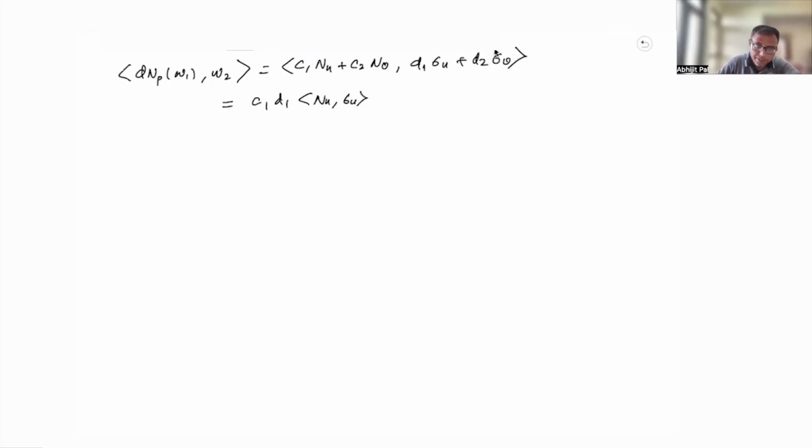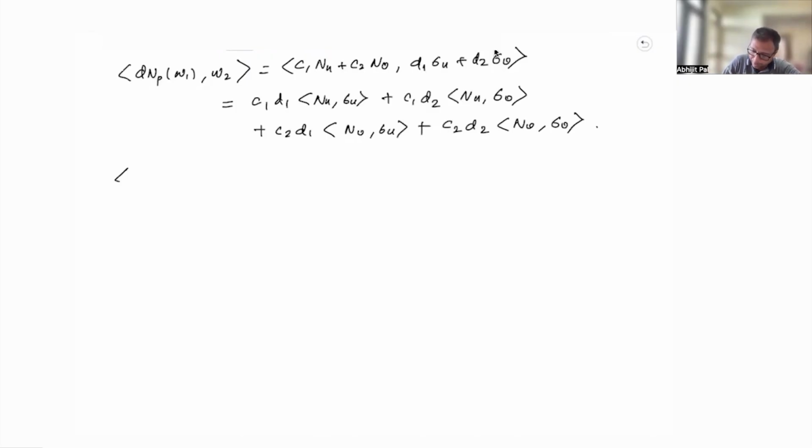Okay. So now if I take the inner product of DNP W1 with W2, I get the inner product of C1 NU plus C2 NB, comma, D1 sigma U plus D2 sigma B. If I expand this, it will be equal to C1 D1 inner product NU sigma U plus C1 D2 inner product NU sigma B plus C2 D1 inner product NB sigma U plus C2 D2 inner product NB comma sigma B.